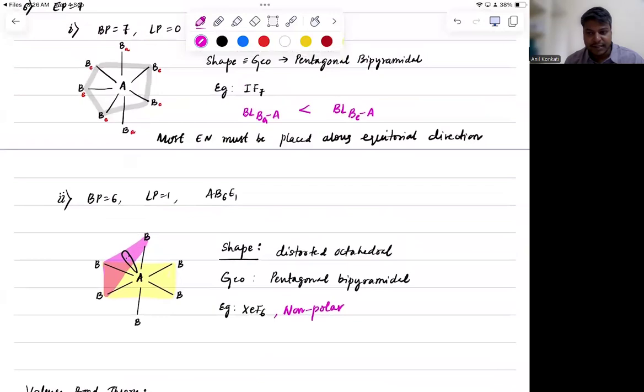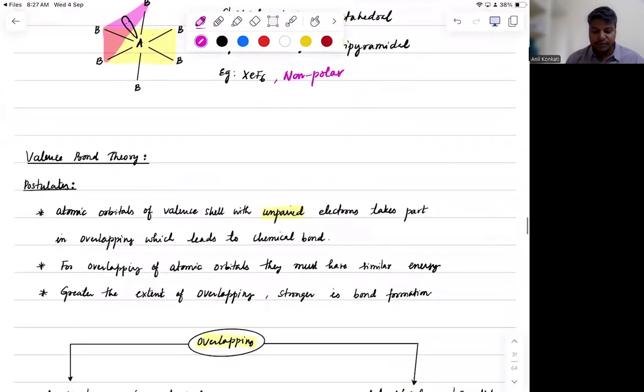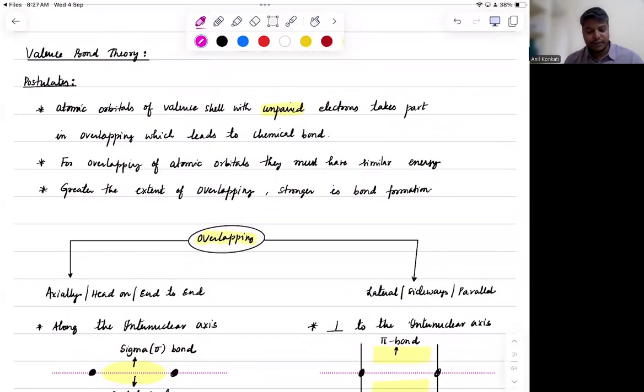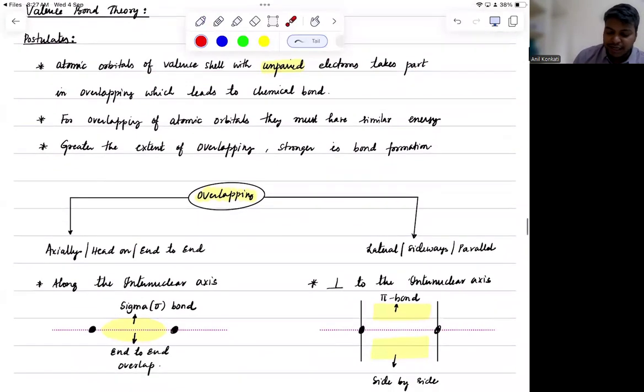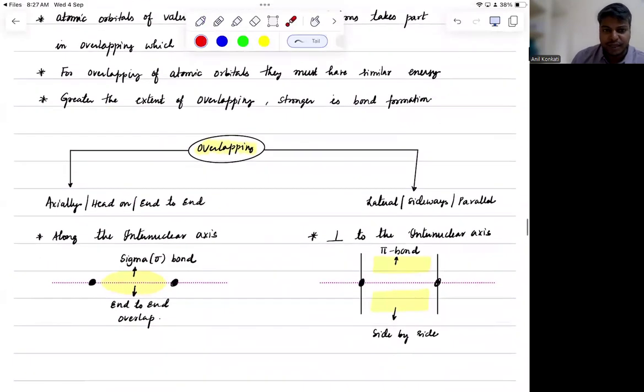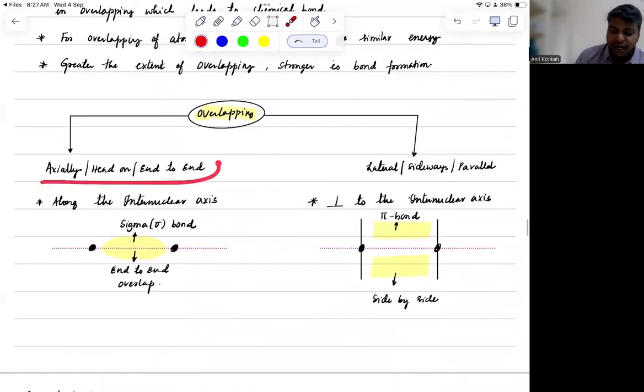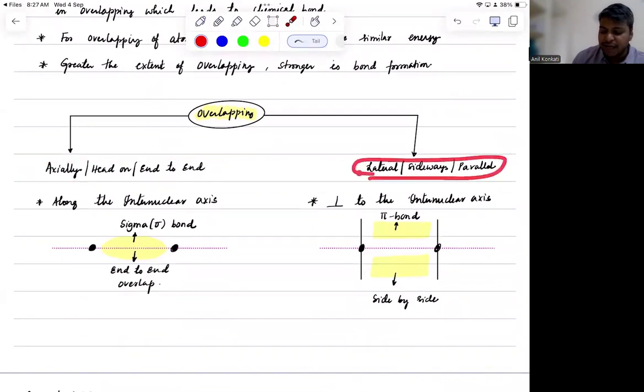Everybody clear with these cases? Now check out valence bond theory. First postulate: atomic orbitals of the valence shell with unpaired electrons take part in overlapping, which leads to chemical bonding. There are mainly two types of overlapping: one is axial, head-on or end-to-end, or lateral, sideways, or parallel.